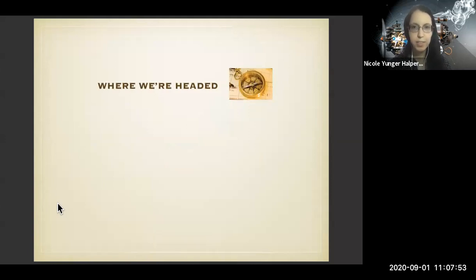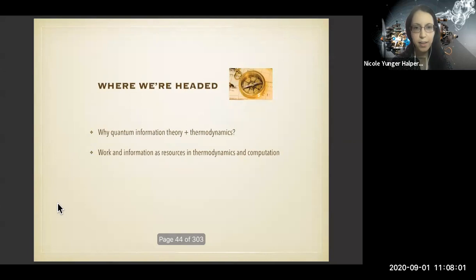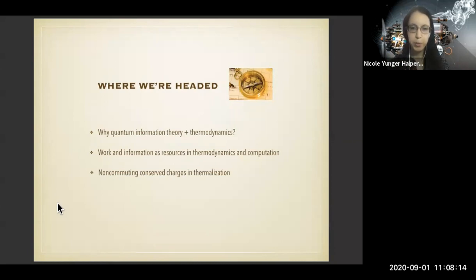Here's where I'd like to go in the rest of this talk. First, I'd like to convince you that it makes some sense to put together quantum information theory and thermodynamics. Then I'll give a specific toy example that shows how both work and information can be resources in both thermodynamics and information processing. Then I'll zoom in on one of the subfields of quantum thermodynamics under active development now. What happens if conserved charges that are exchanged by system and bath during thermalization fail to commute with each other? Then I'll talk about the opportunities in this field.